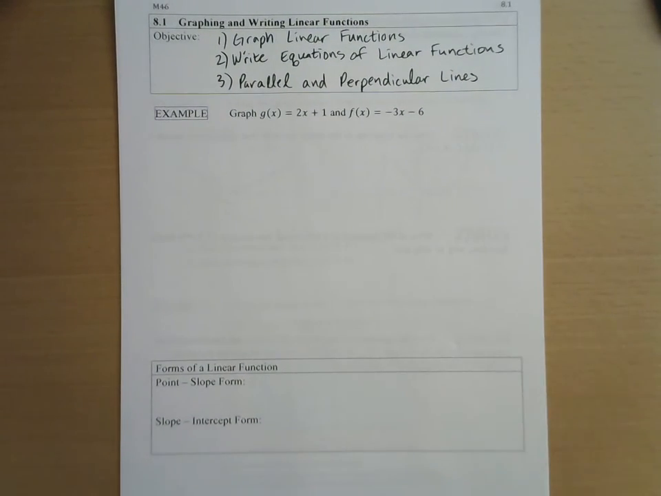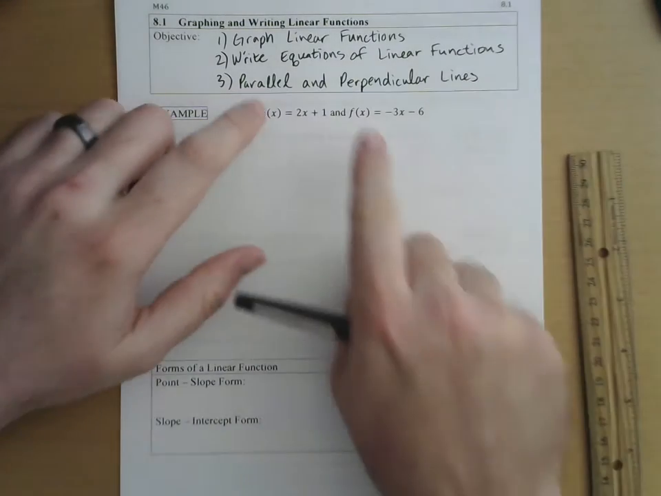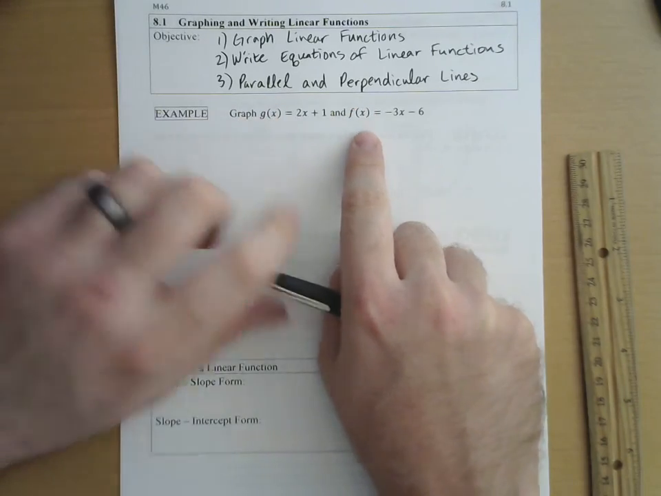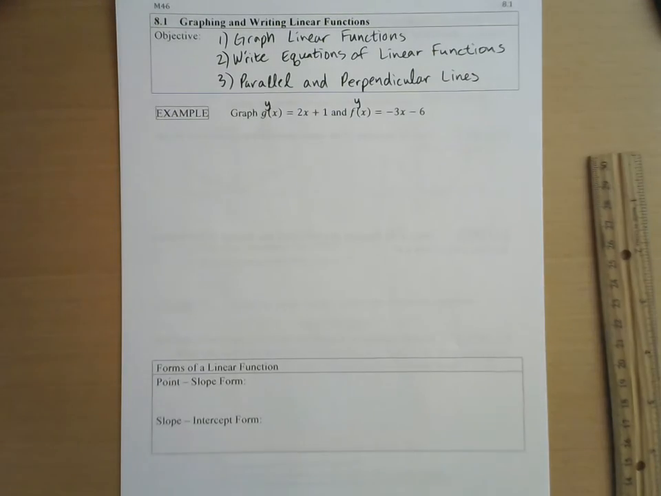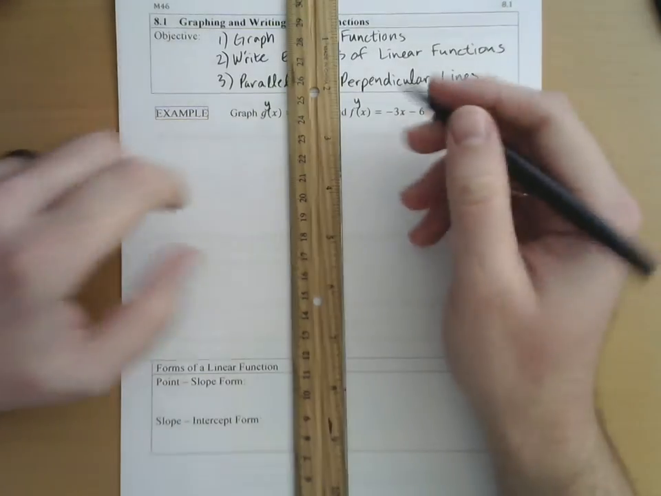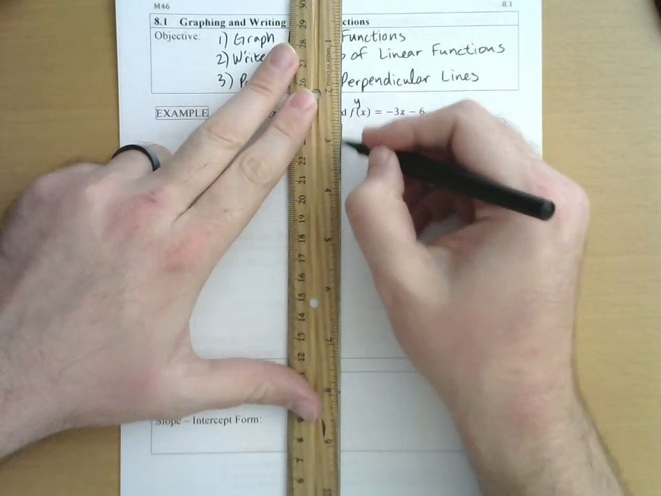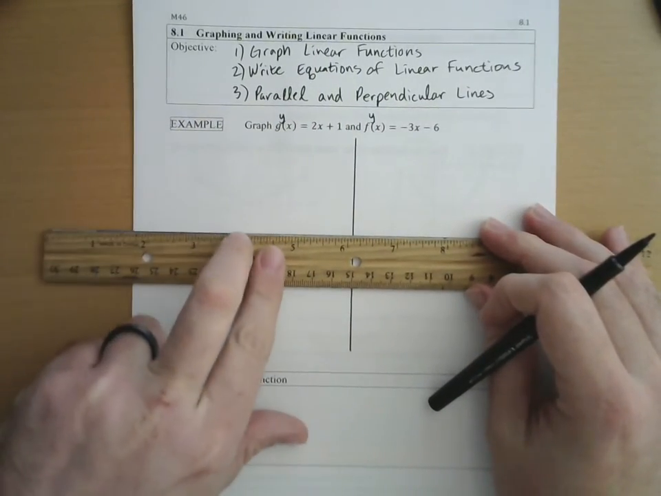Okay, so this first example, graph g of x equals 2x plus 1 and f of x equals negative 3x minus 6. So here we have our function notation and we have our two linear functions, and we can see that these are nothing more than linear equations if you replace these with y equals. And in fact, that's all it is, a relabeling of linear equations into linear functions. So I'm going to draw some axes here. We're going to graph these on the same axes to keep things simple.